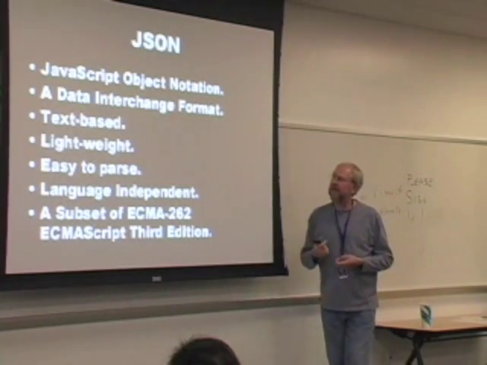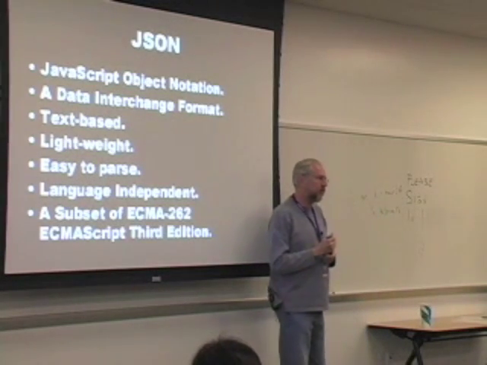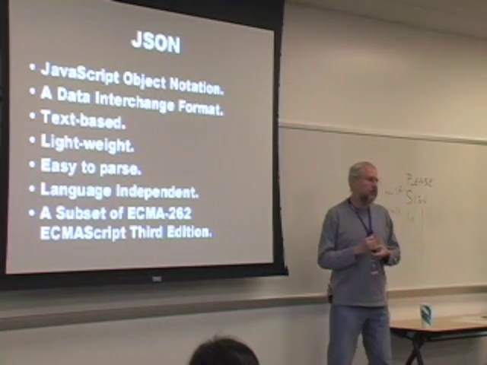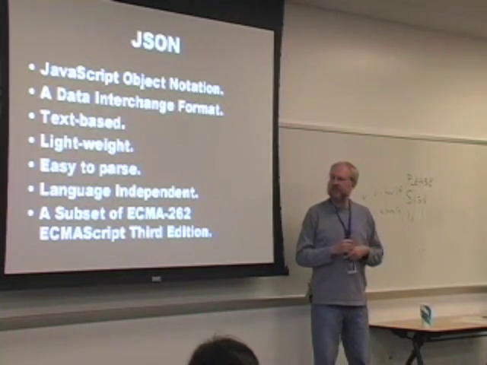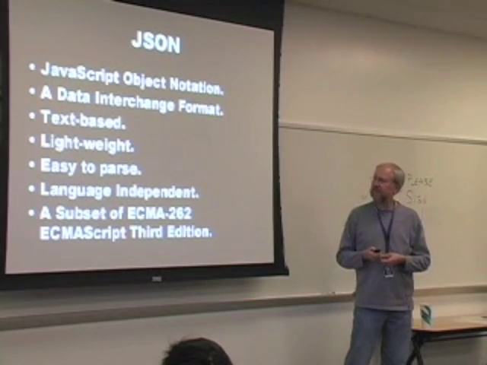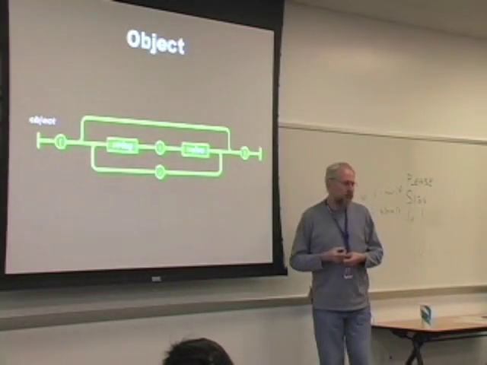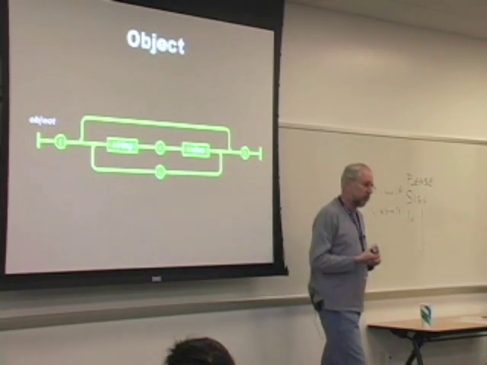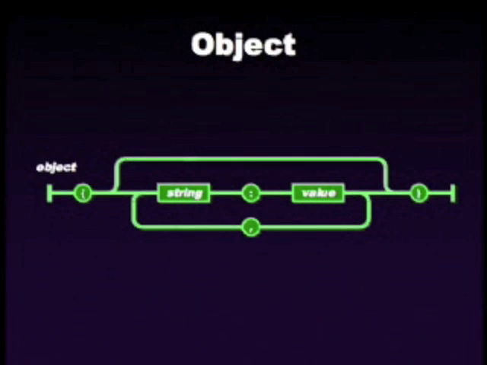Let's see, finally, we're going to talk a little bit about JSON, JavaScript object notation. JSON is a subset of JavaScript which is now being used for language-independent data interchange. It's text-based, lightweight, easy to parse, and is strictly a subset of ECMA 262, which is the JavaScript third edition standard. We express the syntax or the grammar of JSON in these railroad diagrams, which show its simplicity, and I think they're pretty easy to understand.